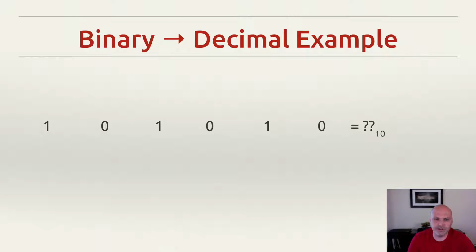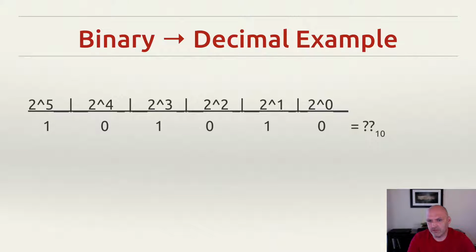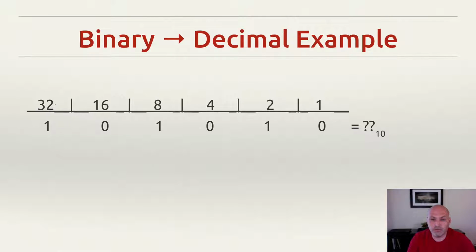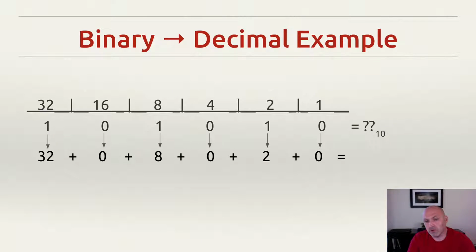Let's see this with a larger example. So we know that if we take our weights, remember our weights are just our base to the power represented by the position of the place starting with 0. So 2 to the 0 becomes 1, 2 to the 1 becomes 2, 2 to the 2 becomes 4, etc. Now we know that we take these weights and we multiply them by the value. So we're going to have 1 times 32 is 32, 0 times 16 is 0, 1 times 8 is 8, 0 times 4 is 0, 1 times 2 is 2, and 0 times 1 is 0. We add up 32, 8, and 2, and we get my favorite number, 42.